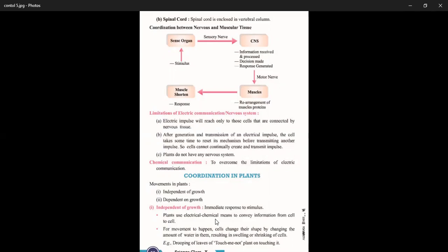When you touch the touch me not plant, that is Mimosa pudica, the plant leaves contract immediately. So this type of coordination is independent of growth. It is an immediate response and it takes place by electrochemical means. And what happens through these means? Cells change their shape by changing the amount of water in them.